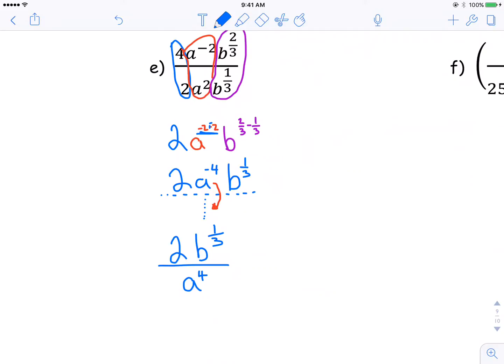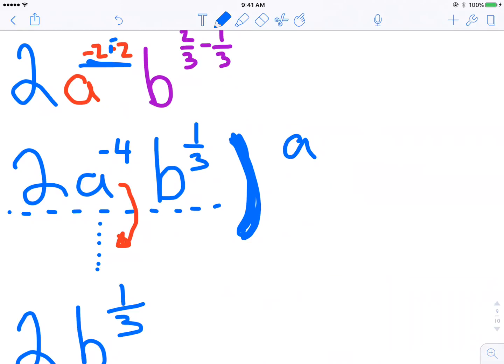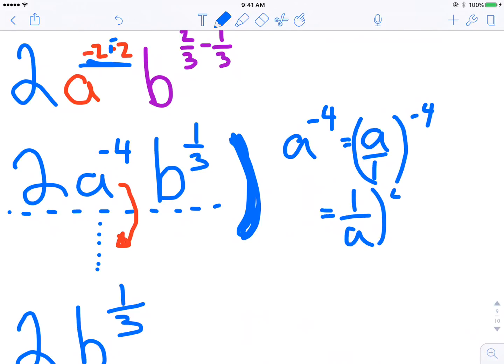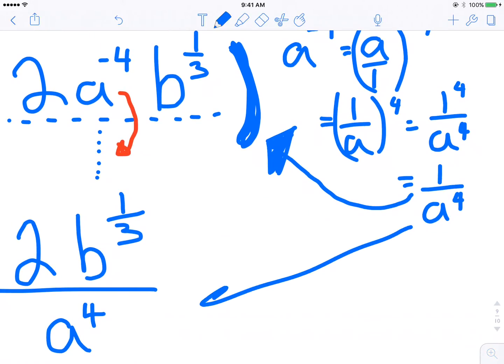Now, this little thing that I did here is a shortcut for changing my a to the negative 4, which is a over 1 to the negative 4, which is 1 over a to the power of 4. Well, 1 to the 4th is just 1, so this is just 1 over a to the 4th, which I would then multiply by the 2 and the b to the 1/3, and it would end up on the bottom of the fraction anyway.